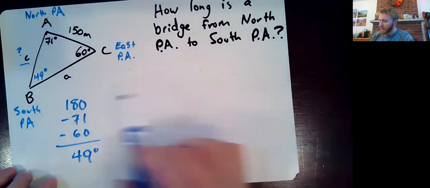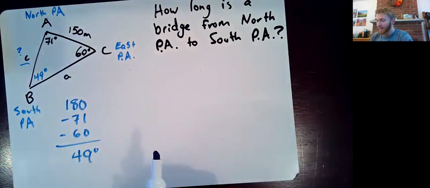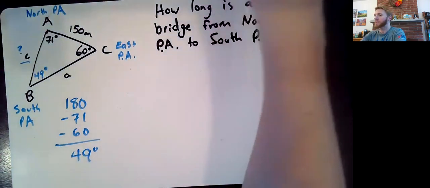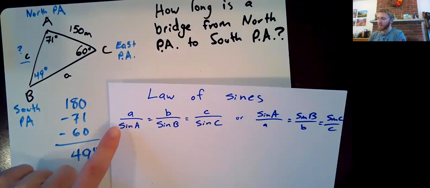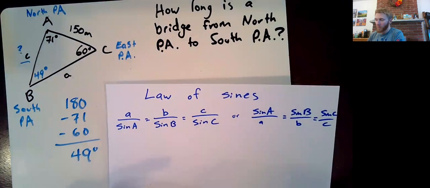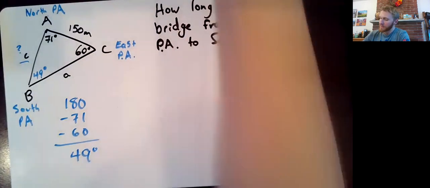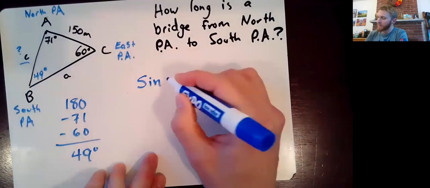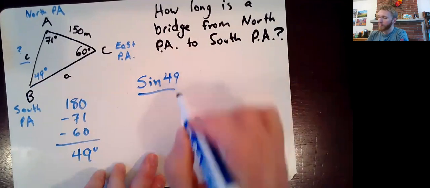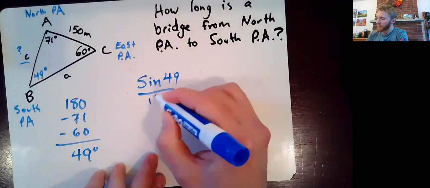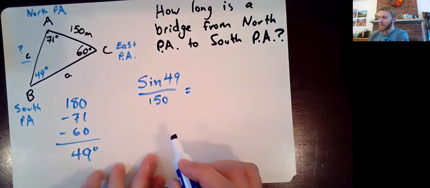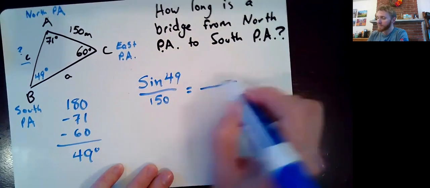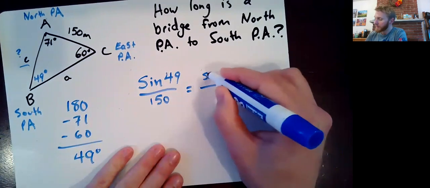The ratio I want to set up, again, relates to angle B and side B because it's the pair. So I'm going to set up a ratio. Now, in my first problem, I set it up with the side length on top, like this. You can set it up either way, so I'll set it up with the angle on top this time, just to show that it works both ways. I'm going to use sine of 49 degrees over the side opposite it, which is 150. Equals, now I want to solve for side C, so I know I got to use angle C, which is 60 degrees.